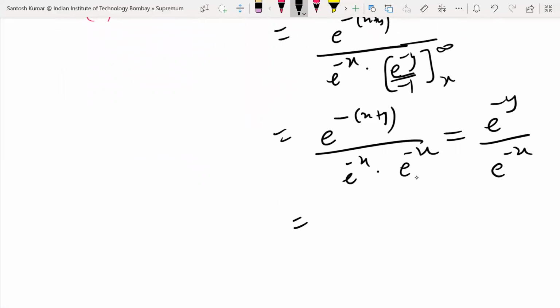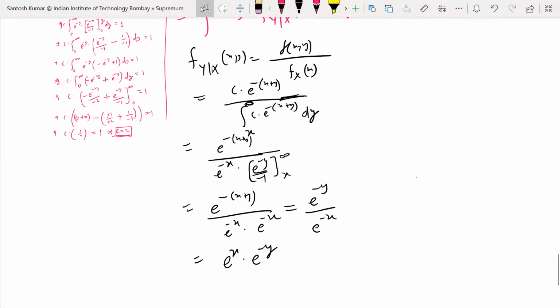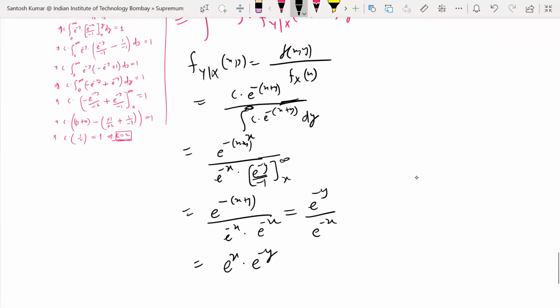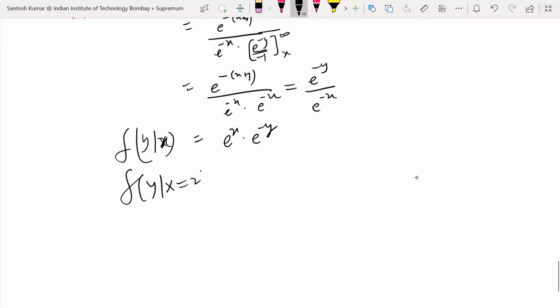If you simplify more, it is e raised to the power x into e raised to the power minus y. So what is this? This we got is the conditional PDF of y given x, simply using the definition. In the denominator, I did integration with respect to y because we need the marginal of x. So finally, f of y given x equal to 2 is 2 e raised to the power 2, e raised to the power minus y.